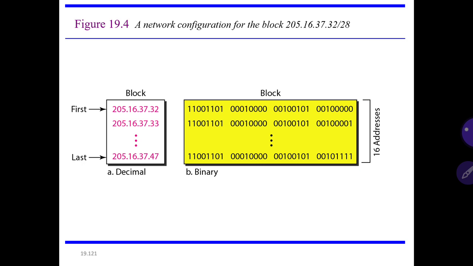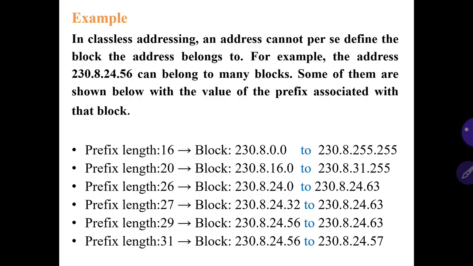So a network configuration for a block 205.16.37.32/28 totally has 16 addresses continuously allocated here. Next we'll see how to make a subnet and supernet. In classless addressing, an address cannot by itself define the block of addresses it belongs to. For example, the address 230.8.24.56 can belong to many blocks. Some of them are shown below, depending on the value of the prefix associated with the block.